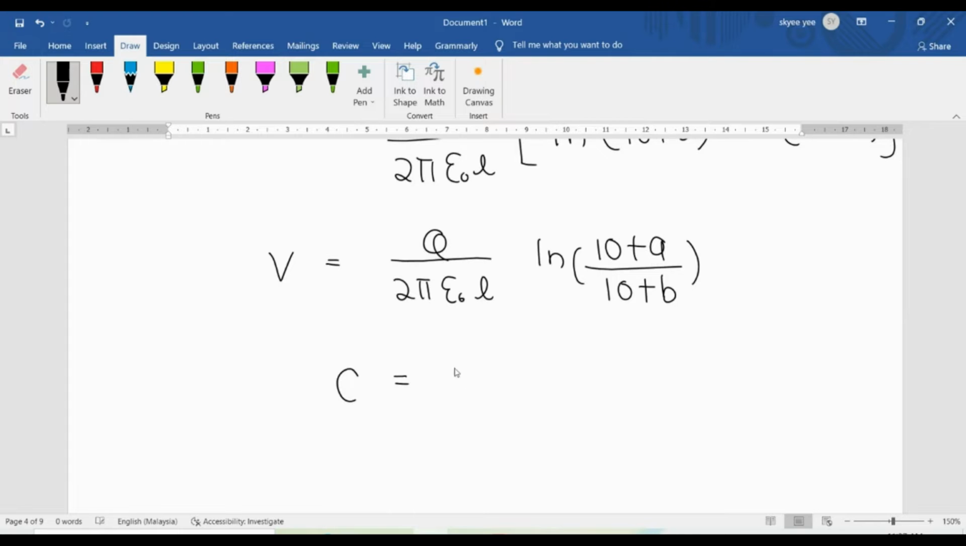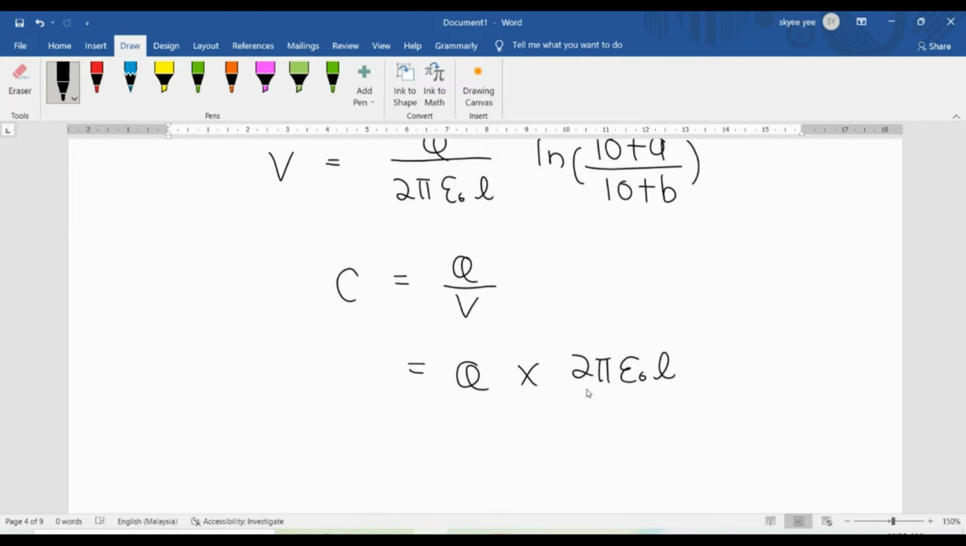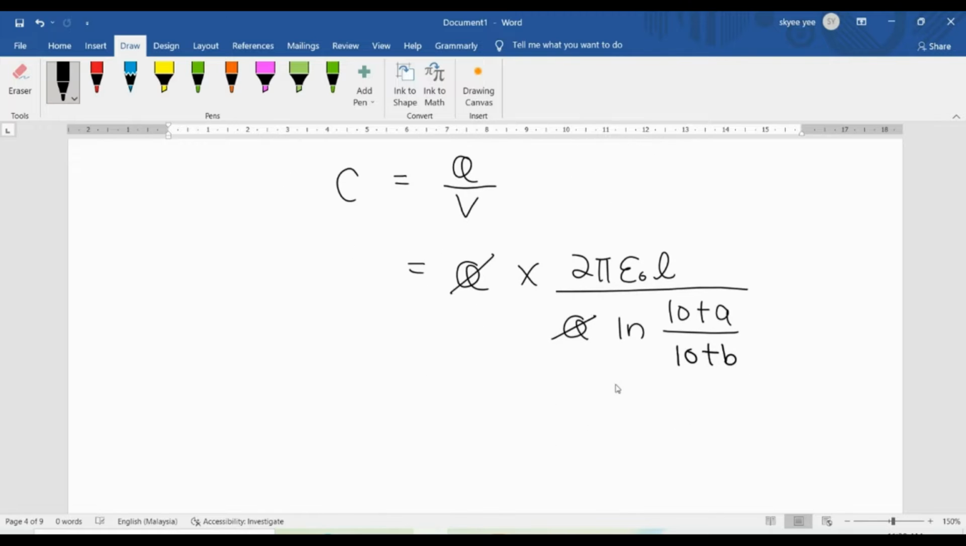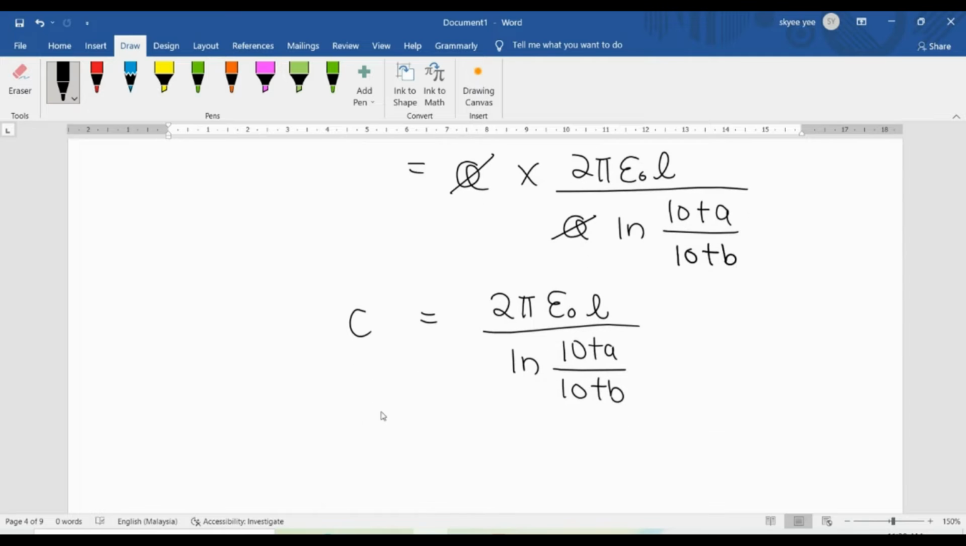So finally, we can calculate our C. You have 2 pi epsilon naught L over q, ln of 10 plus A over 10 plus B, so you can cancel the q. In the end, C is 2 pi epsilon naught L over ln of 10 plus A over 10 plus B. Okay, so we can replace the values.